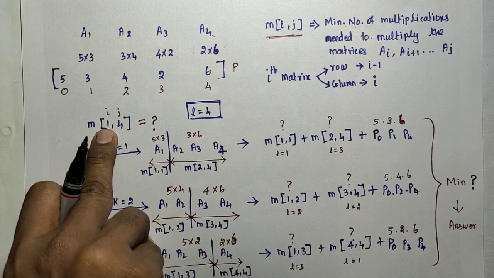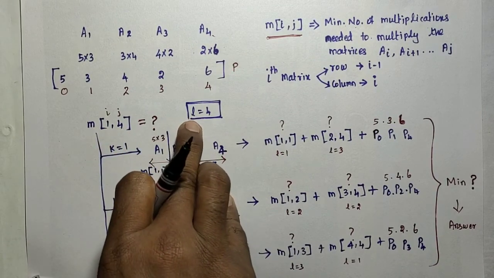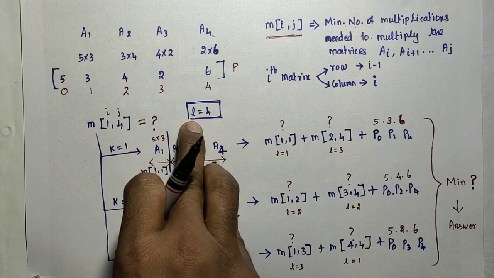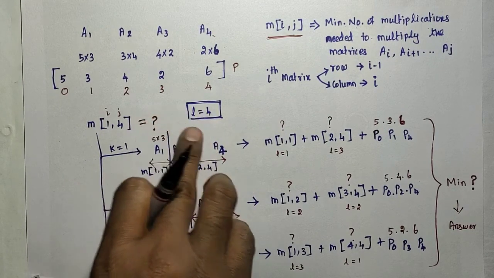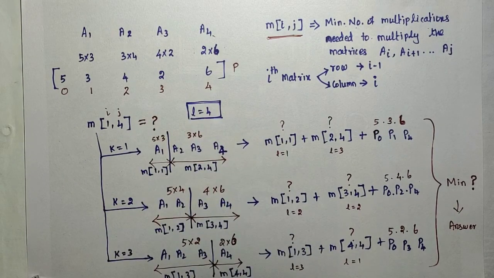But here we started explaining with the number of matrices, that is the length, equal to 4. We started solving from there, but we need to solve from length equal to 1, length equal to 2, length equal to 3, and finally only go for length equal to 4.